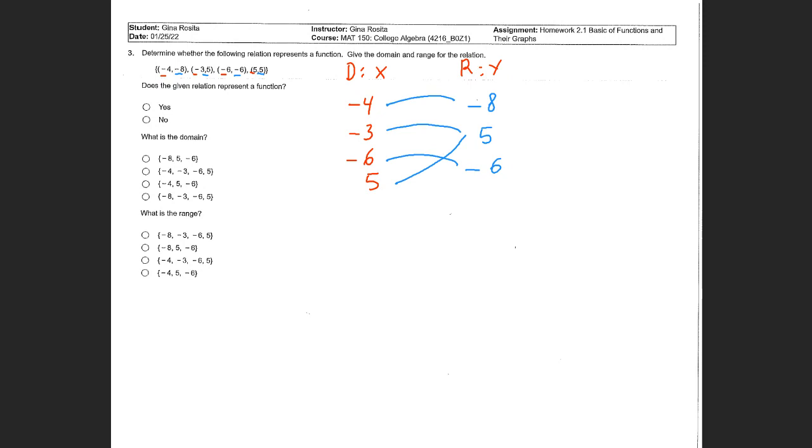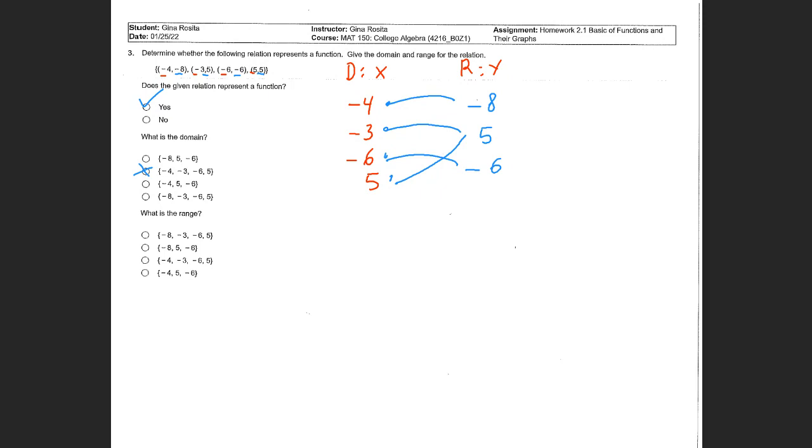Because there is no first element that has the same first element but a different second element; each has exactly one over here. So is this a function? Yes, function. Now look at the domain. What is the domain? -4, -3, -6, and 5.